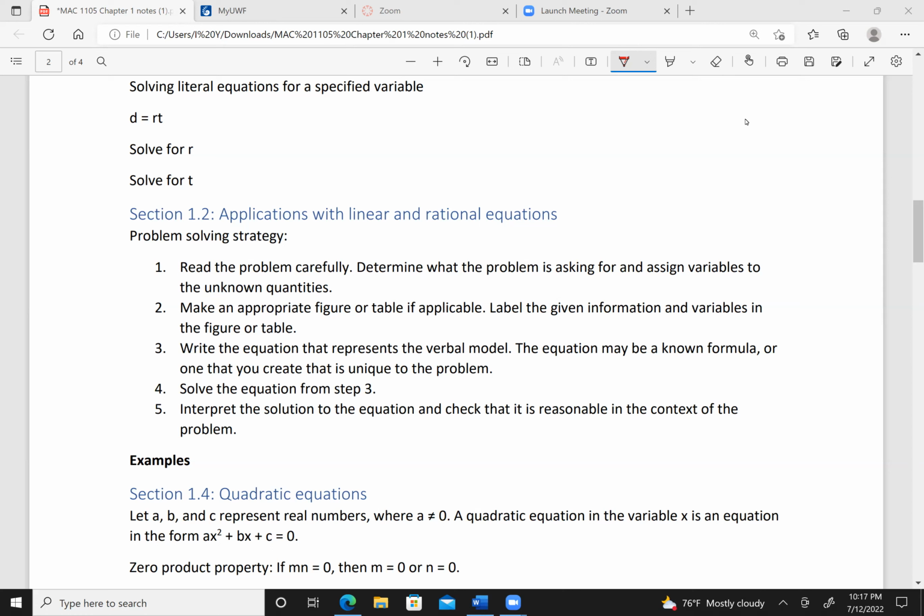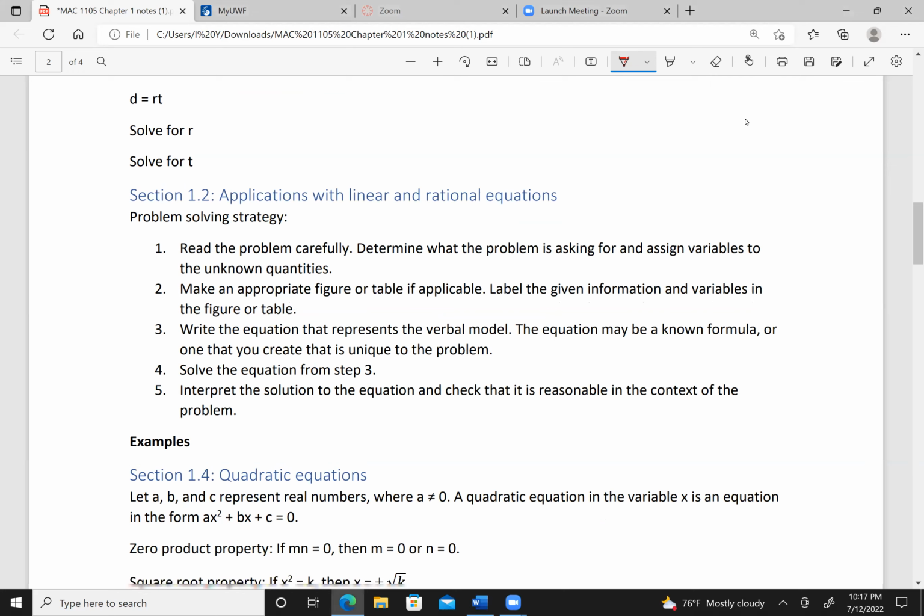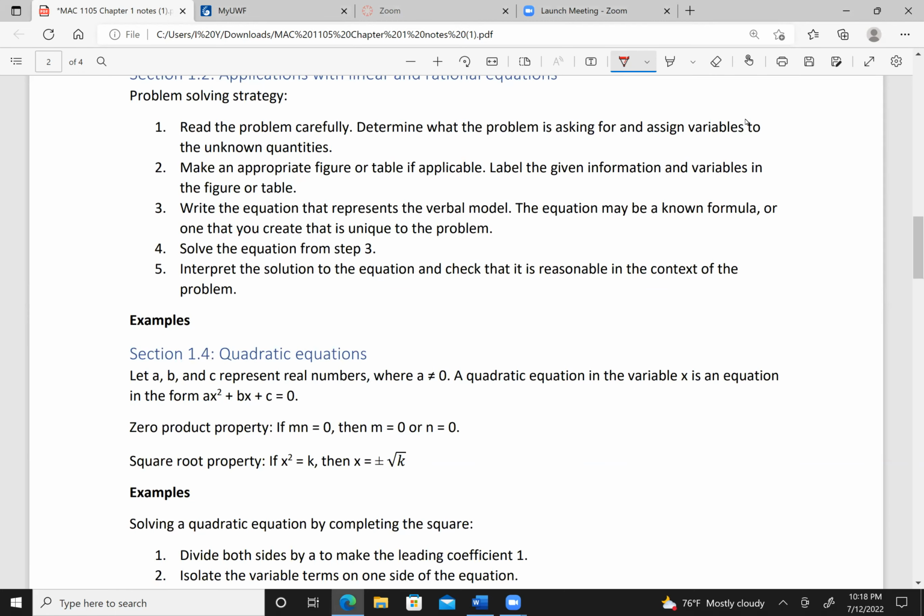Label the given information variables in the figure or table. Write the equation that represents the variable model. The equation may be a known formula or one that you create that is unique to the problem. Solve the equation from step 3. Interpret the solution to the equation and check that it is reasonable in the context of the problem.